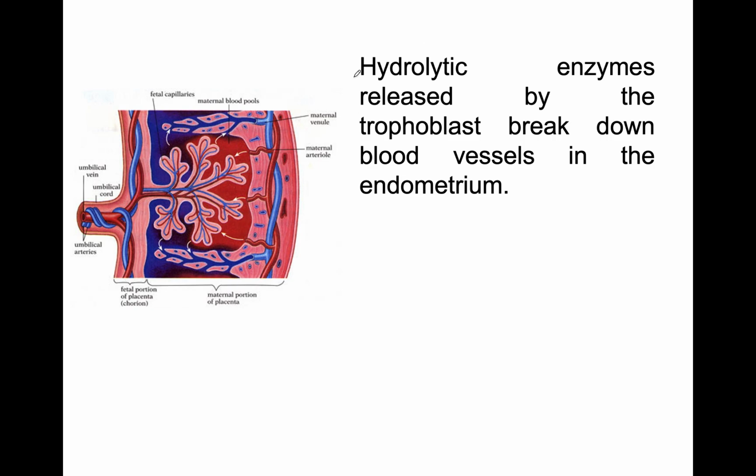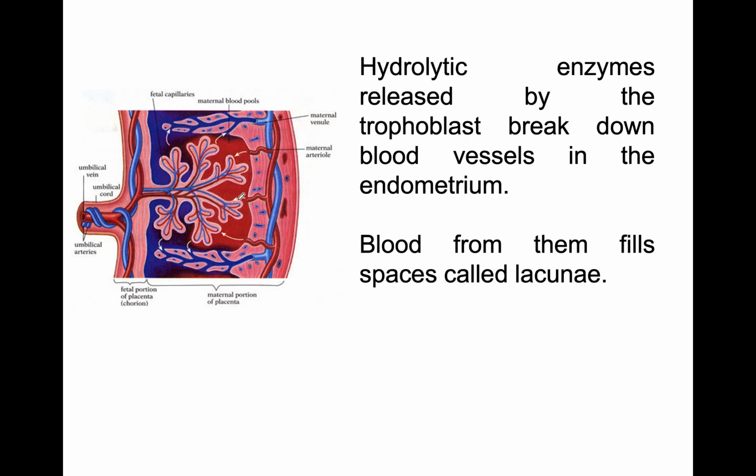As I said earlier on, the chorionic villi and the trophoblast release enzymes. They break down blood vessels within the endometrium, and we can see the maternal blood moves into these pools surrounding the chorionic villi. That increases the contact between maternal blood, which is within those pools, and the capillaries of the chorionic villi, which will eventually become the placenta. These pools, those spaces, are called lacunae.